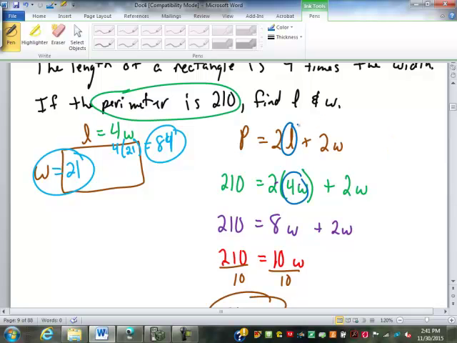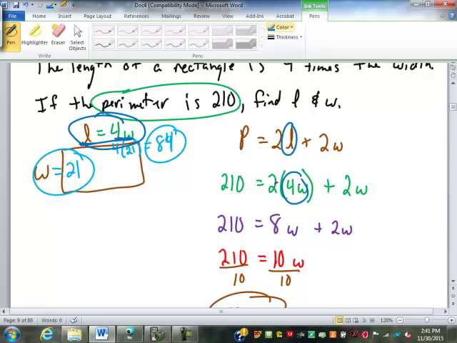But it says 4 times. So I'm just going to make L equal to 4 times the length. So L is equal to 4W. Will that always work if I put the 2L in the parentheses and then put whatever it's times on the outside? Will that always work? Not necessarily, no.